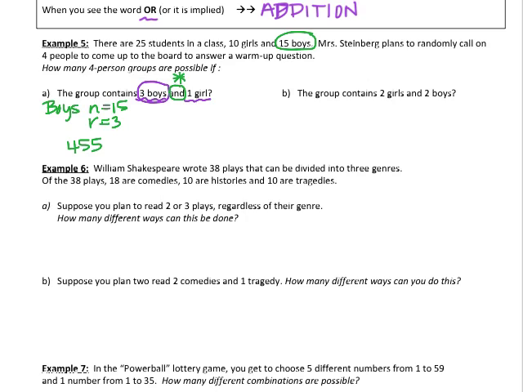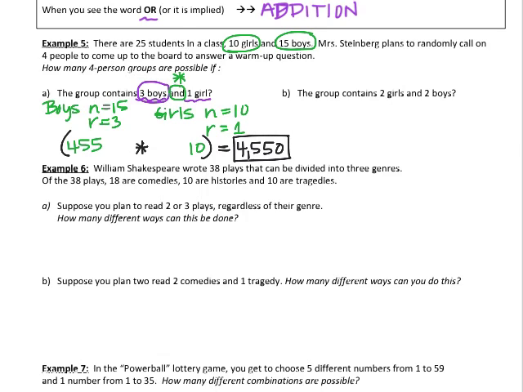And when we're looking for girls, number of girl groups, n is 10 because there were 10 girls total in the class. We only need 1 girl in each group, and therefore there are 10 total ways that we could come up with those groups. So what I need to do now is I need to multiply the 10 times 455, and that is a total of 4,550 different groupings of 3 boys and 1 girl.